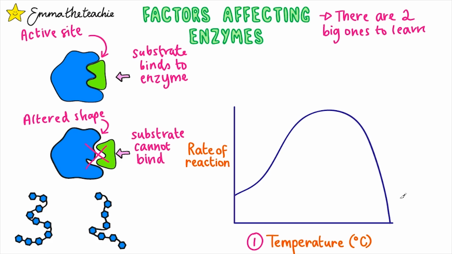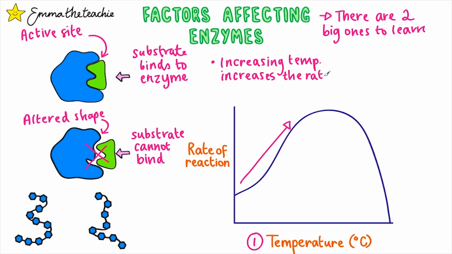The first is temperature. This graph shows how temperature affects the rate of reaction, and you need to be able to explain every part of it. Just like in normal reactions, increasing the temperature will increase the rate of reaction. This is because the enzyme and substrate molecules have got more kinetic energy, resulting in more successful collisions, and therefore more reactions.